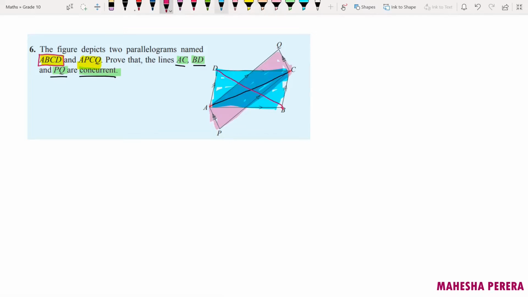Now, there is another line, line PQ. Let's draw line PQ. What is PQ? PQ is one of the diagonals of parallelogram APCQ. Now, can you see at this point, these lines AC, BD, and PQ pass through this particular point? So let's name this point as O.